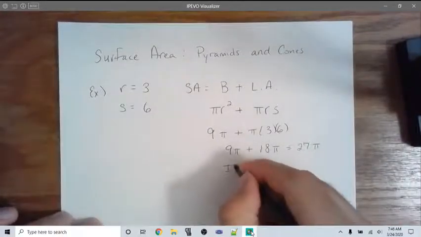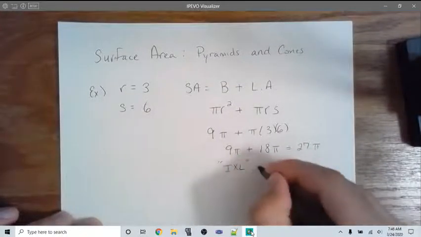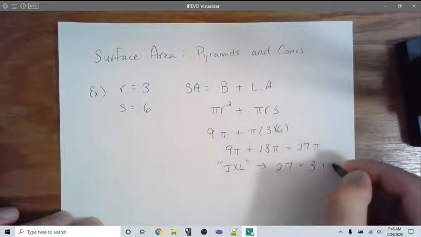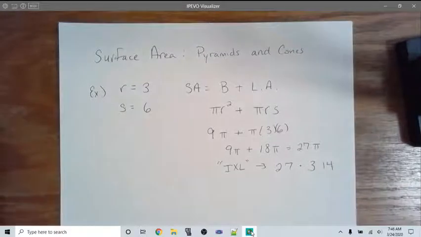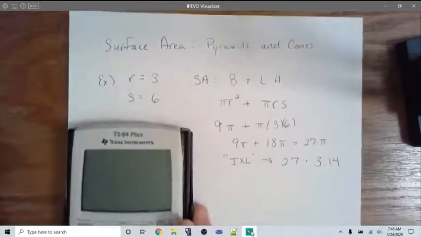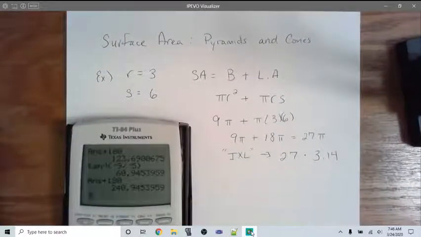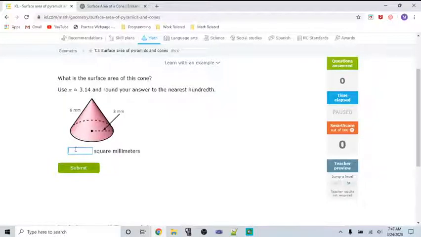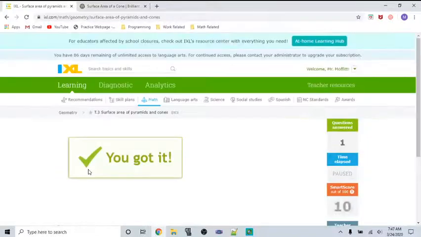So for IXL, make a note here, this is IXL, we're going to type this in as 27 times 3.14, and that's going to give us what we're looking for, hopefully. So here we go, let's go ahead and find that value. Clear out some stuff from previously. 27 times 3.14, that's 84.78. So let's see if we did anything incorrectly here. 84.78, and we'll submit that, and you got it.